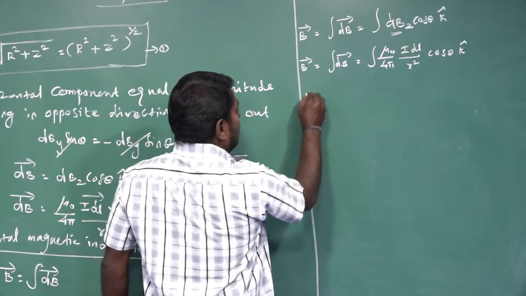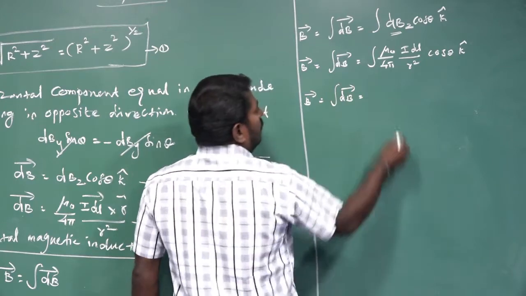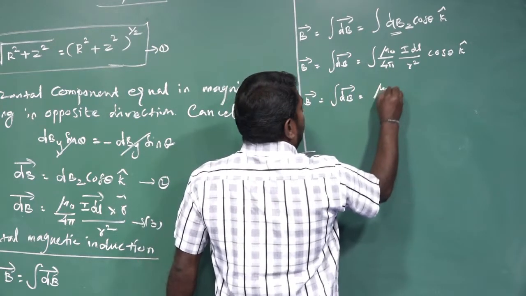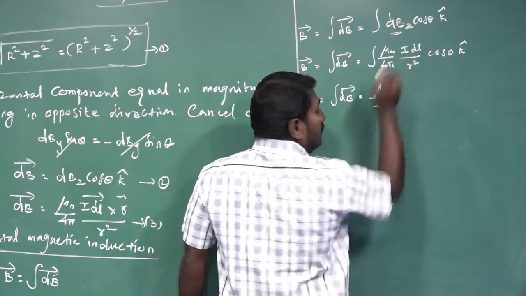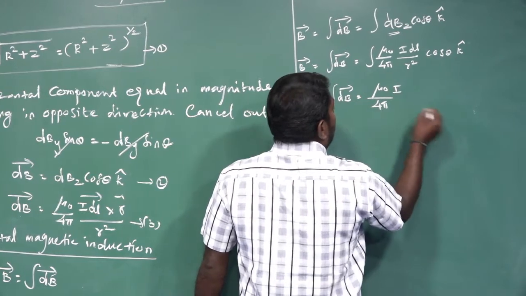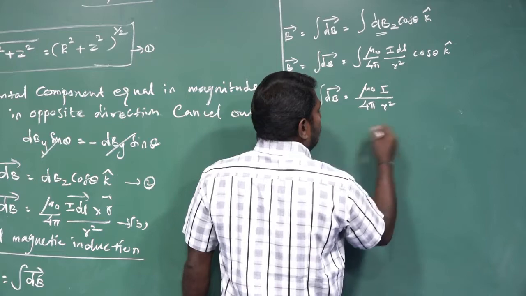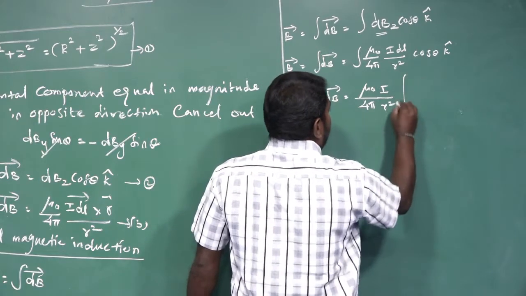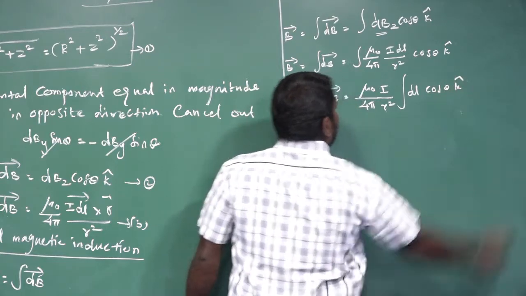So B vector, which is equal to the integration of dB vector, which is equal to mu naught divided by 4 pi, taken out from the integration because it is constant. The current through the circular coil carrying current is also constant, taken out. Divided by R square, also taken out because it is also constant. Integration dl cos theta k cap.